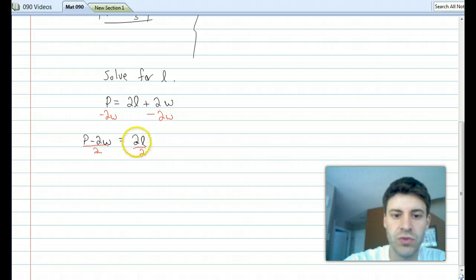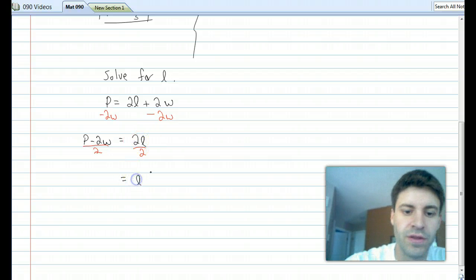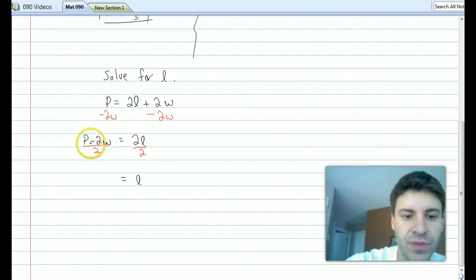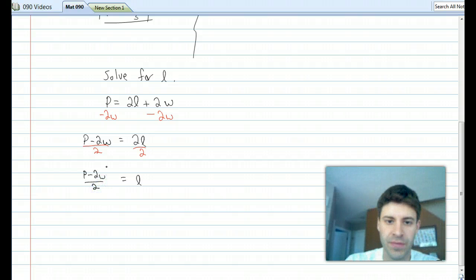On the right, the 2 in the numerator and the 2 in the denominator cancel, and you're just left with an L, which is great. That was our goal, to get L by itself. On the left side of the equation, you have P minus 2W divided by 2. And that answer is pretty good. That's a perfectly good answer. I just want to show you something that you can do with the left side of this equation here.